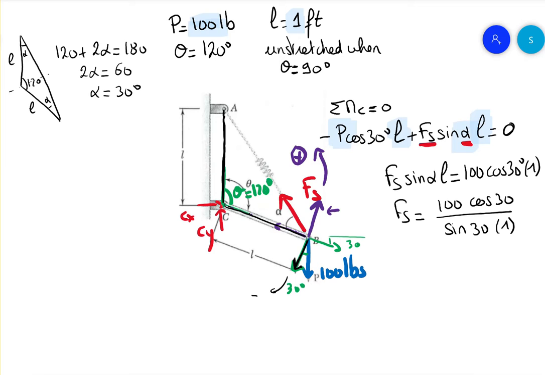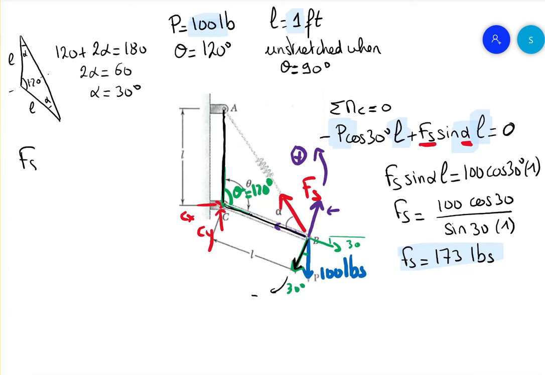100 cosine 30 divided by sine 30. 173. So the force of the spring is 173 pounds. Okay, cool. Now the question is to find K. So what is K? Let's write it there.